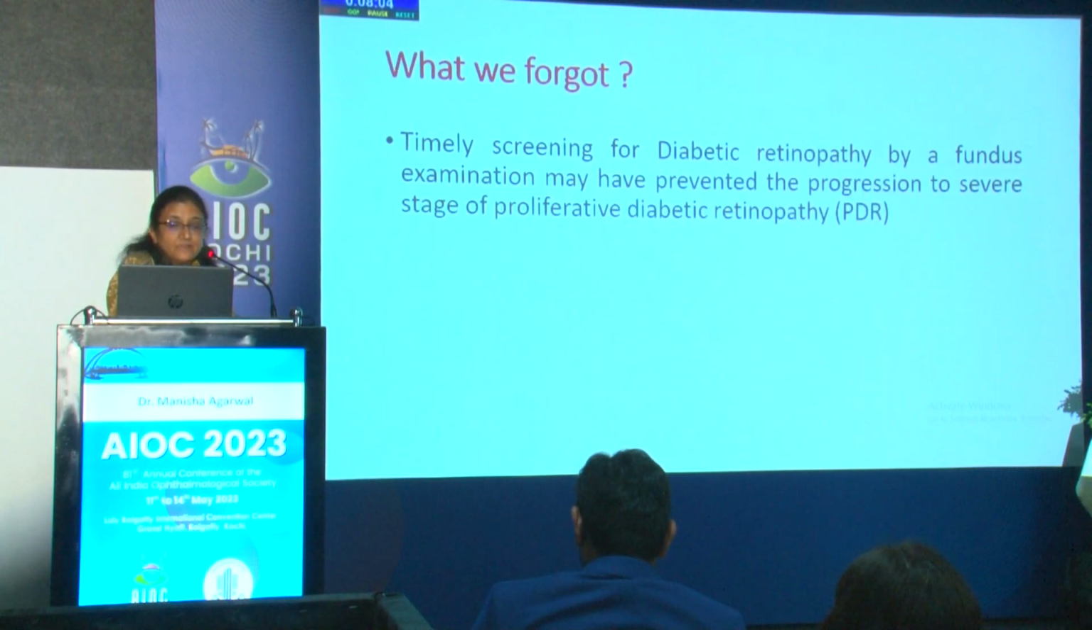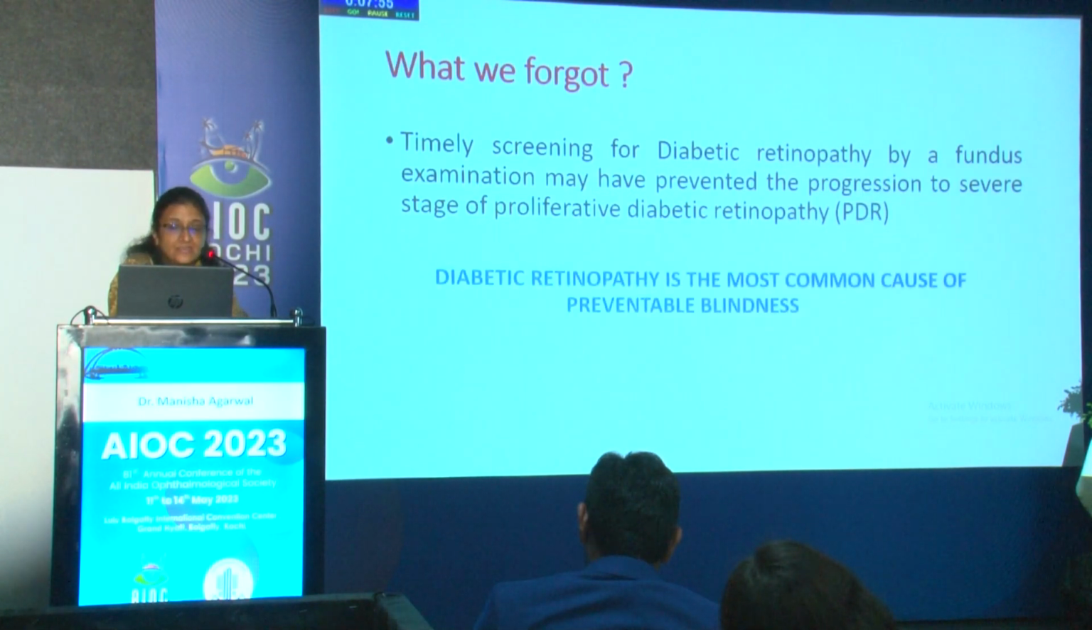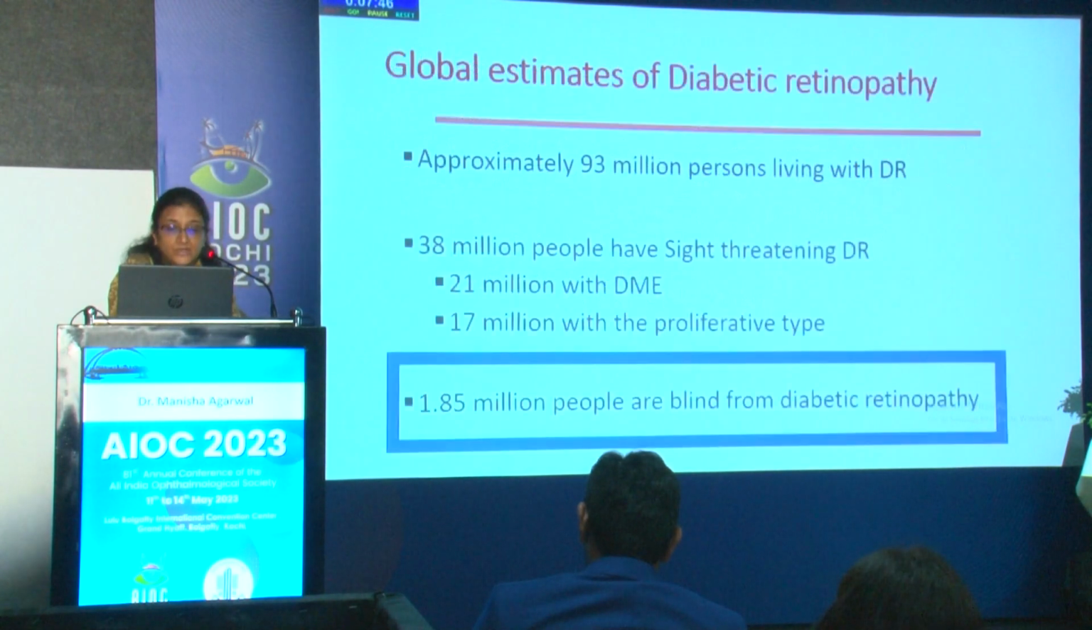So, a timely screening for DR by a fundus examination may have actually prevented the progression to a severe stage of PDR, which is sight threatening and causes loss of vision, where we know that diabetic retinopathy is the most common cause of preventable blindness in the world.